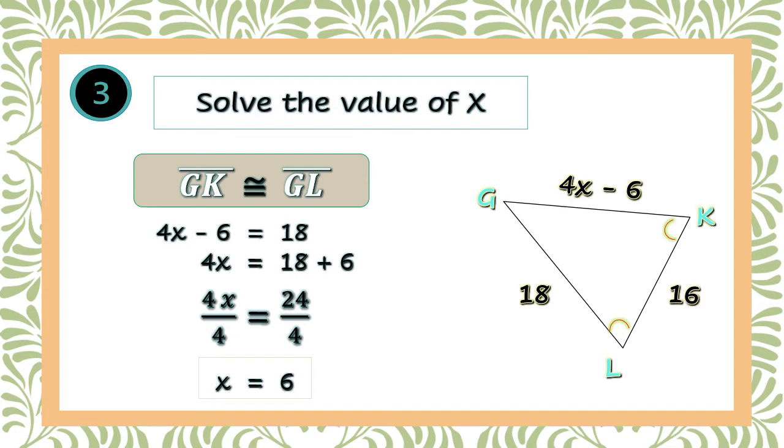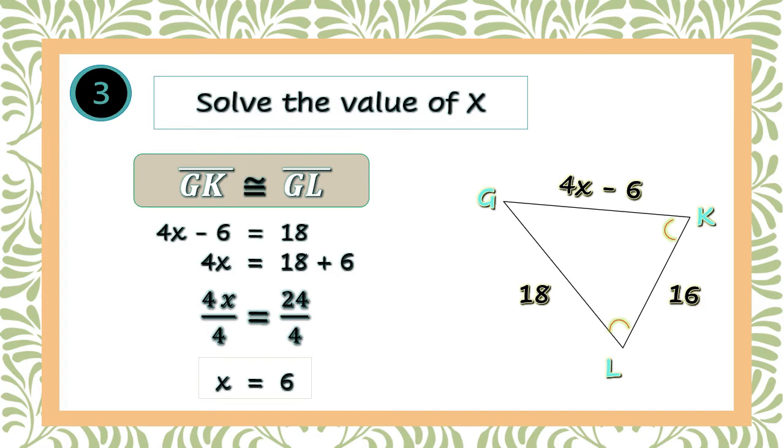Since segment GK is congruent to segment GL, and the value of GK is 4x minus 6 and the value of GL is 18, we have here the solution: 4x minus 6 is equal to 18. Now, let's transpose 6 to the other side. So, 4x is equal to 18 plus 6. Now, we will have 4x is equal to 24.